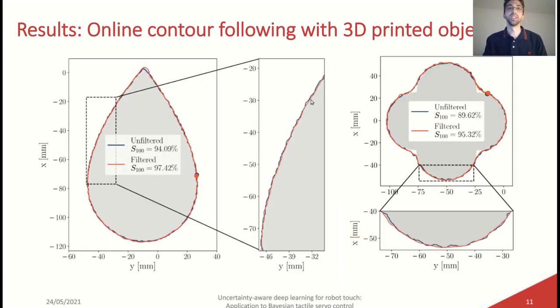Here we can see other experiments on a teardrop and a clover. In both of them we can see that the smoothness parameter was increased. And we can also see, for example here in the clover, how the trajectory was smoother when compared to the unfiltered approach.